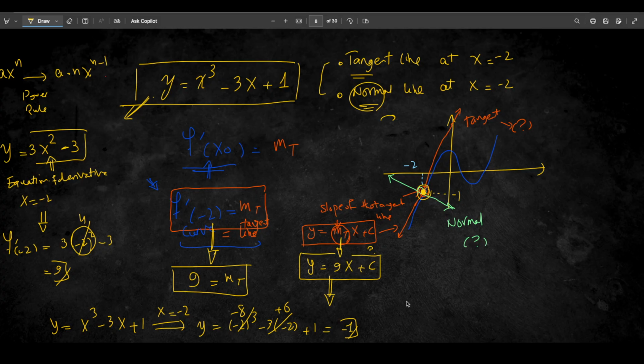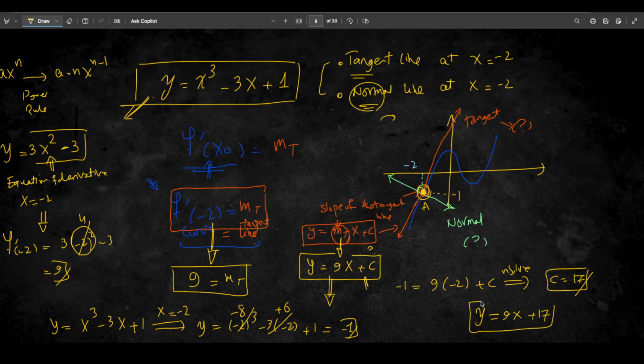Now I'm going to plug in this point. Let's call it point A. I'm going to plug point A into this equation. So minus 1 equals 9 times minus 2 plus c. If you use a numerical solver, or if you do it manually, c is going to be 17. So the equation of the tangent line is 9x plus 17. This is the equation of the tangent line.